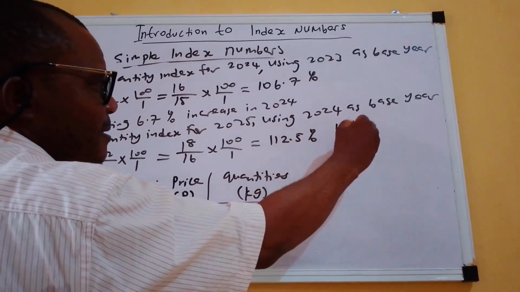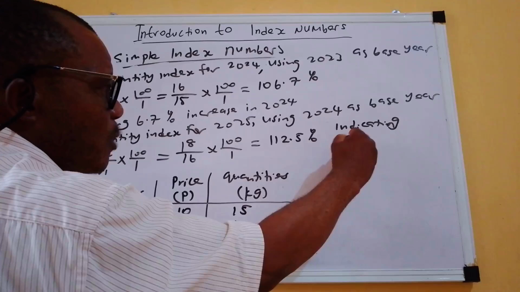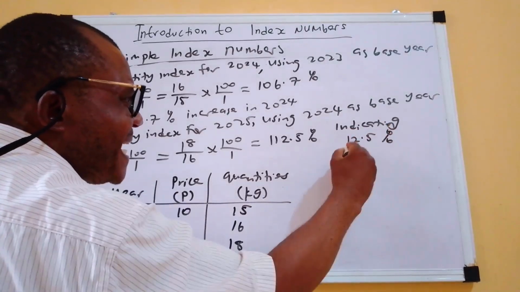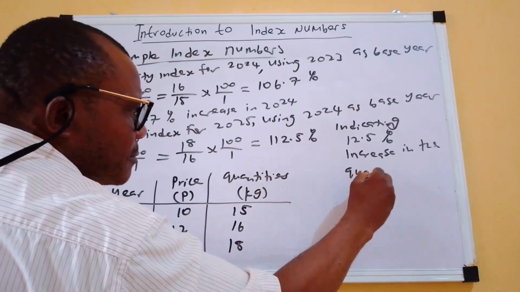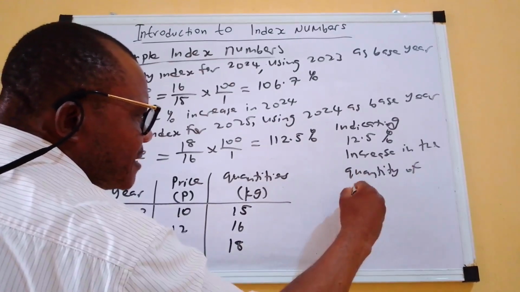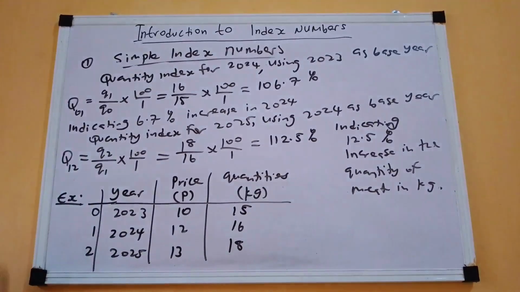So this is indicating now it is 12.5% above 100, a 12.5% increase in the quantity of meat in kg. As simple as that. This is the beauty of index numbers. So we have been able to calculate simple index numbers, that is the simple price index numbers and the simple quantity index numbers.